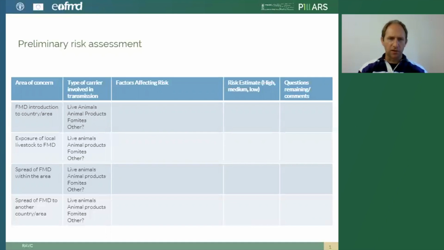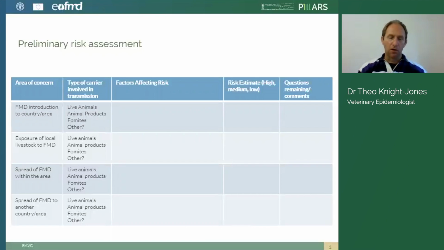After doing introduction, considering the factors that are relevant to introduction of FMD into the country or area, we'll look at factors that are relevant for exposure of local livestock. For those of you who are familiar with risk assessment, this very much mirrors this approach. You consider risk of the hazard, here foot-and-mouth disease, entering your country or area, and then we consider risks of exposure of local livestock to this hazard, considering the different potential routes of transmission, different carriers, live animals, animal products.